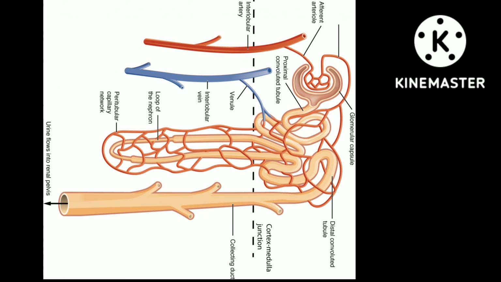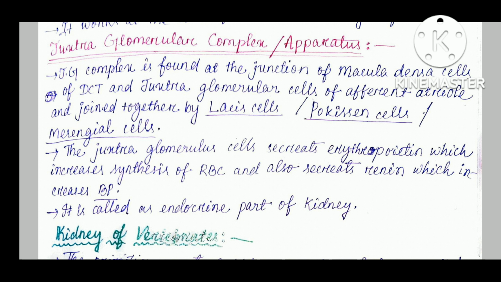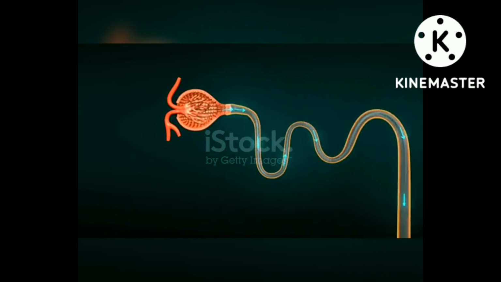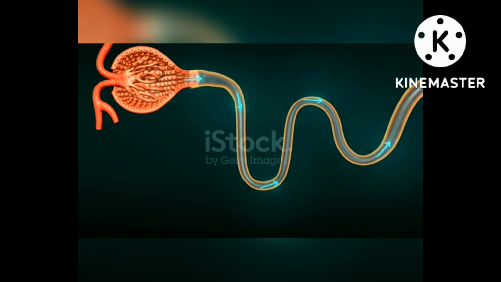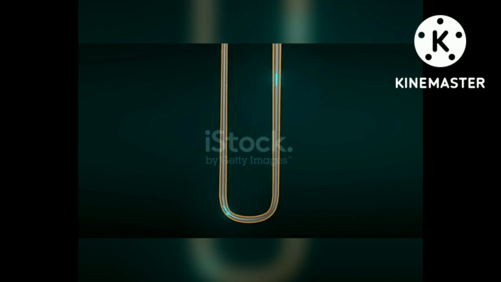Juxtaglomerular complex or apparatus. JG complex is found at the junction of macula densa cells of DCT and juxtaglomerular cells of afferent arteriole, and joined together by mesangial cells. The juxtaglomerular cell secretes erythropoietin, which increases synthesis of RBC, and also secretes renin, which increases BP. It is called the endocrine part of the kidney.